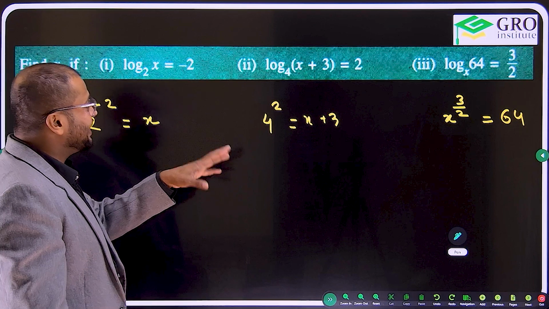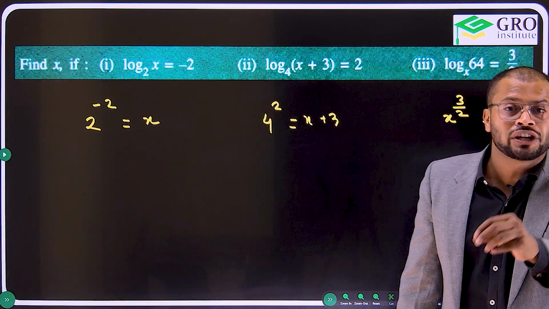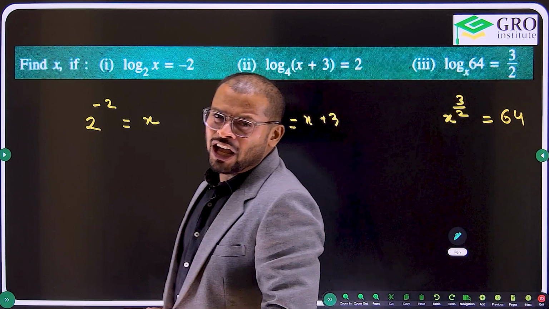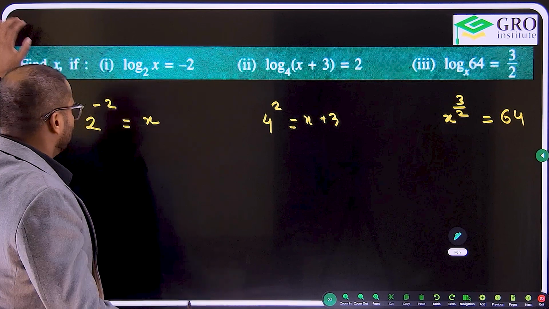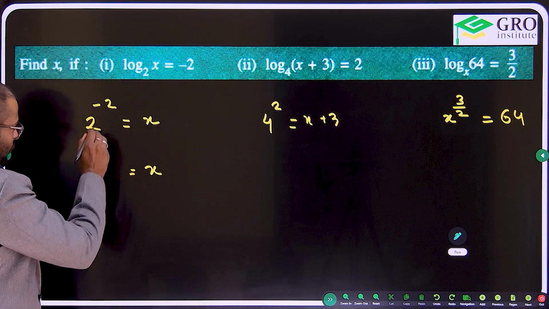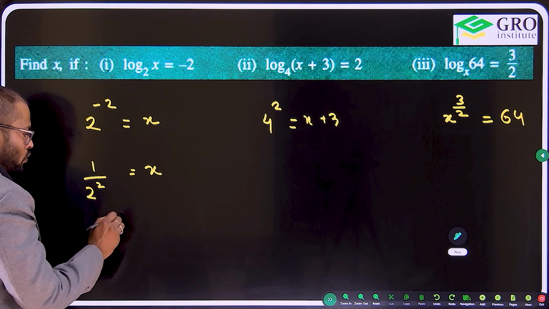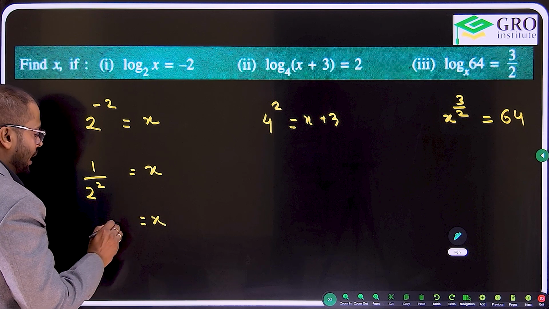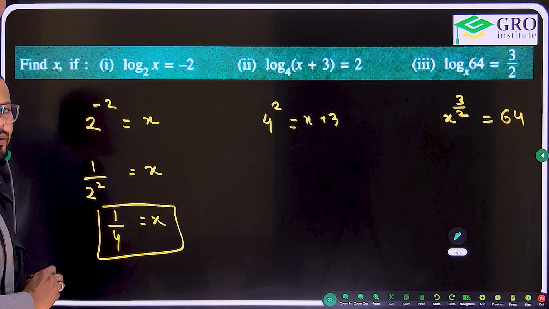So all the three logarithmic forms are converted to exponential form. Now what is the value of x? X is equal to, first of all, let us try to make it positive. So it is going to be 2 to the power 2, right? Now what is the final answer? X is equal to 1 by 4.